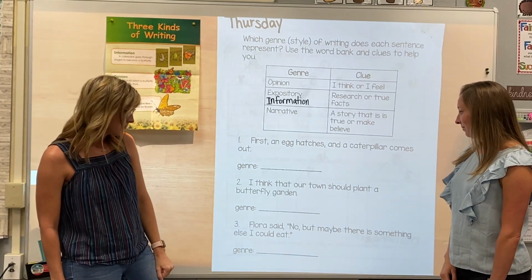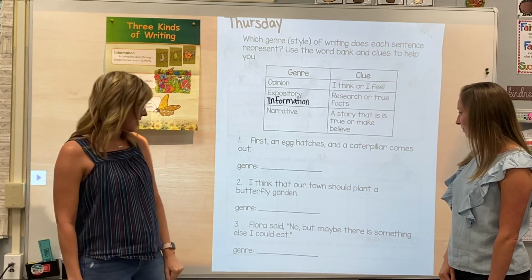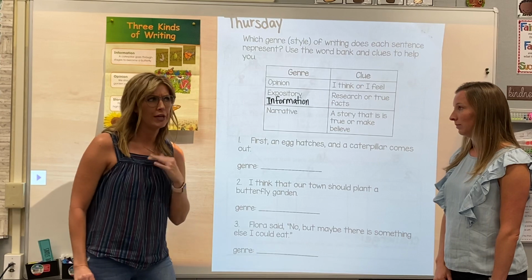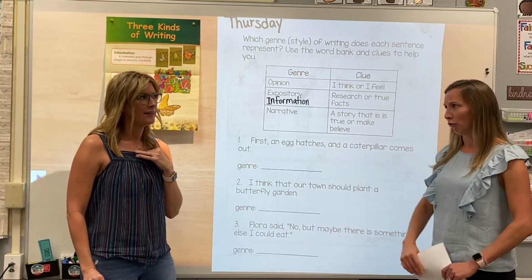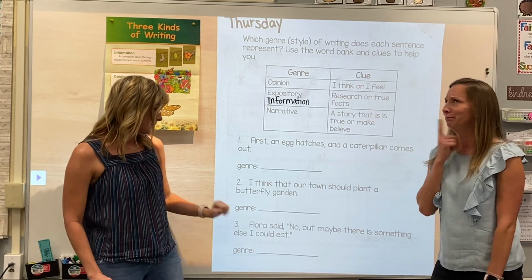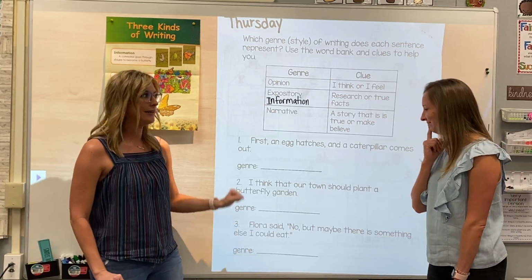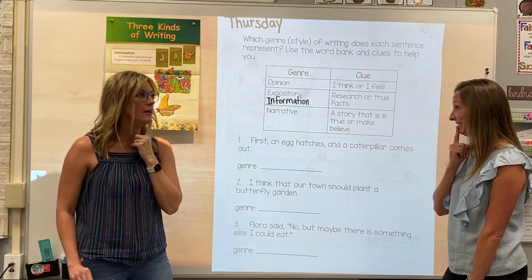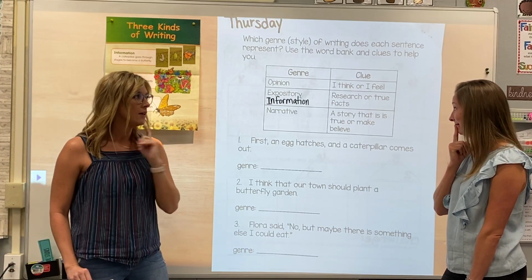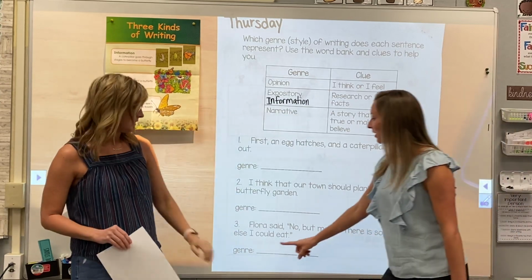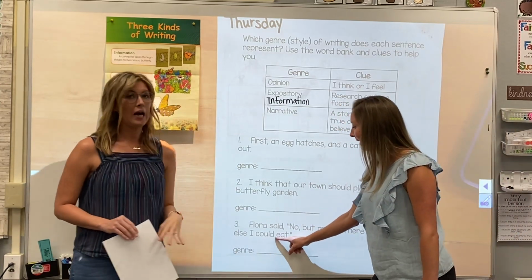Flora said, no, but maybe there is something else I could eat. And I think Flora was the butterfly in the story that I read. Yes, because the frog had the big voice. He did, yeah. So, if this was a talking butterfly, what kind of genre was that? Maybe a make-believe story, which actually has a name. That they would just put here with a capital N.